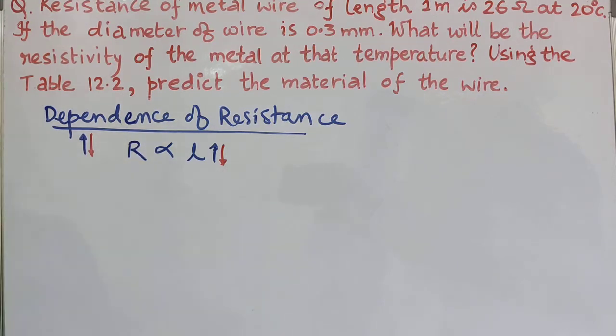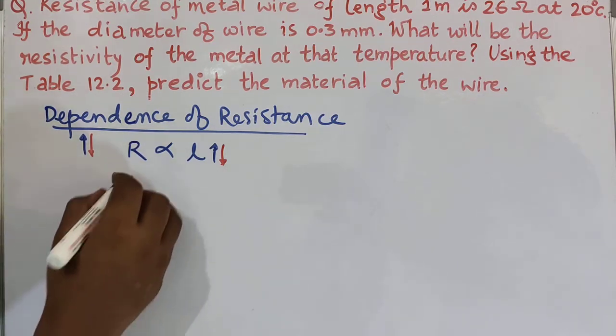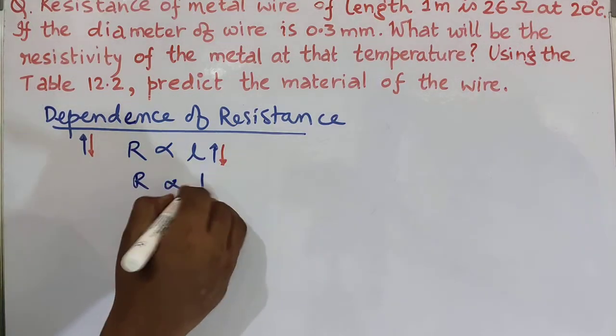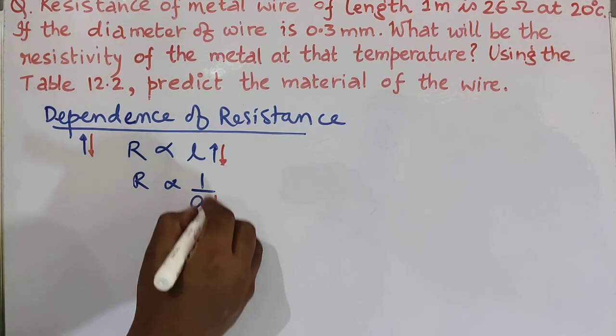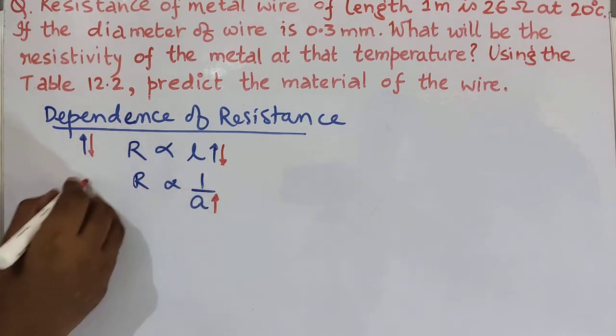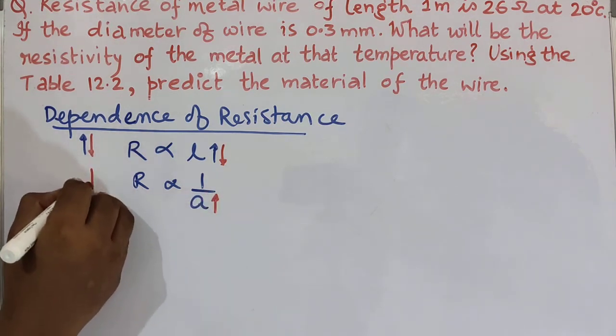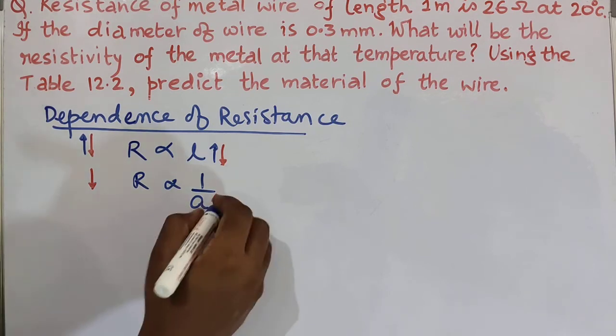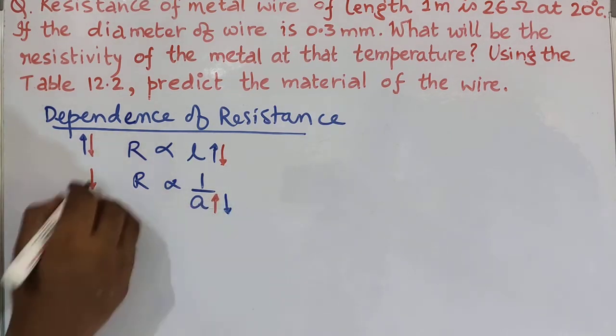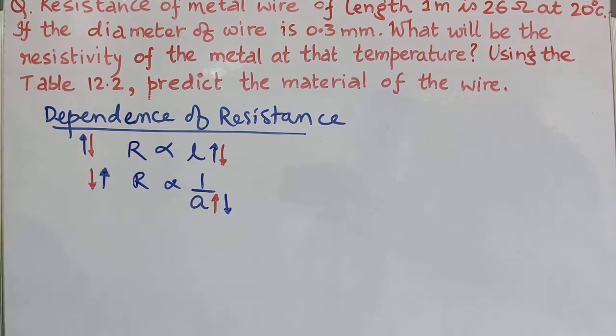More length, more resistance. Next, the resistance is inversely proportional to the area of cross section. That means more area of cross section implies that the resistance will be less. More area of cross section, resistance will be less. Less area of cross section, resistance will be more.